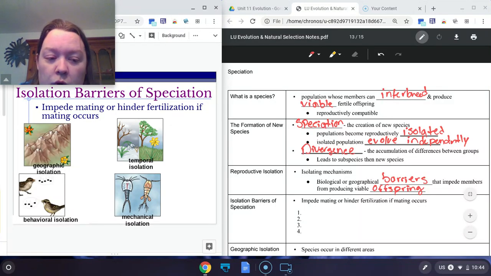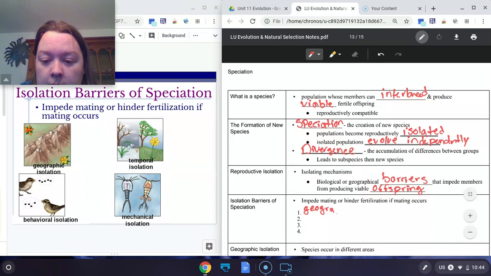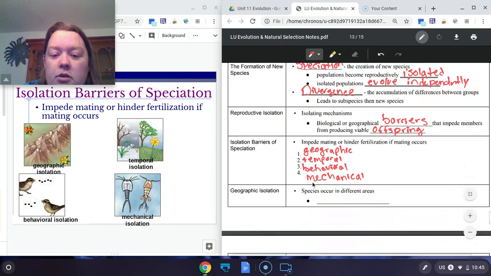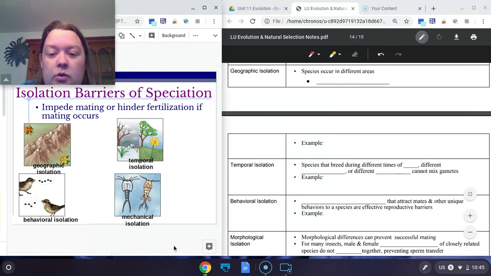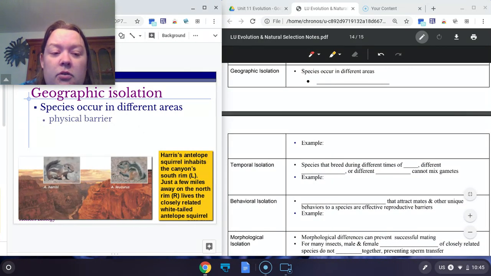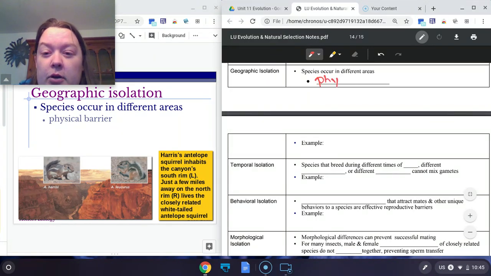And we're going to talk about four different types of isolation. The first one is geographic. The second one is temporal. The third, behavioral. And then the last one is mechanical. We're going to talk about each one in detail, and we're going to start with geographic isolation. So geographic isolation occurs when species live in different areas and there is some type of physical barrier.